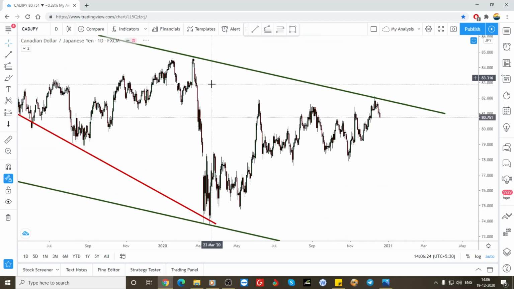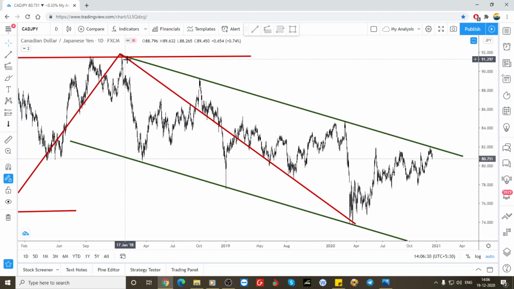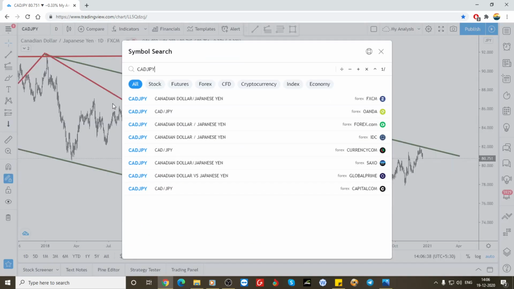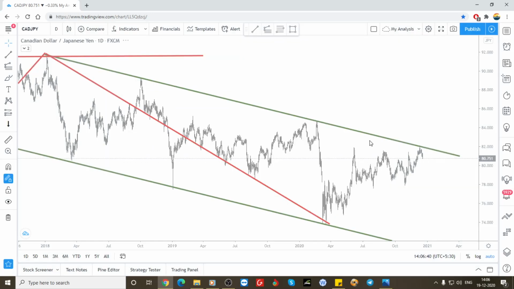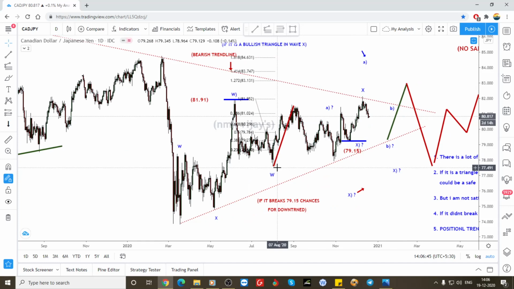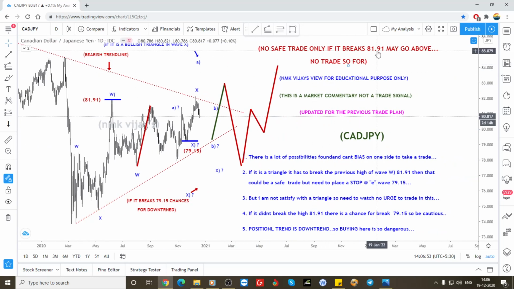So CAD JPY also, it has already broken the high, exactly as it did, and it has now got a rejection at that trend line, the channel. I'll show you that here. So there are a lot of possibilities that I have explained. That is why I have shared my view here. No safe trade, only if it breaks the 81 point may it go above. No trade so far. It already broke the 81.91 and it came down.